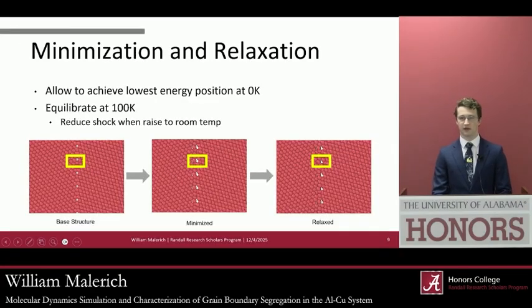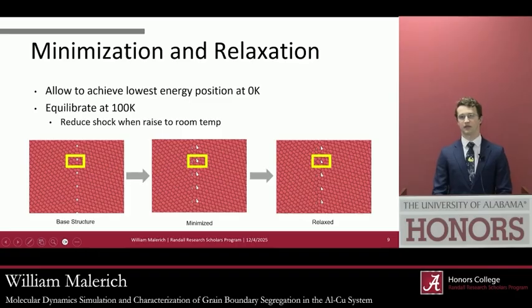So for my methodology, once I create the structure, I first have to minimize it at 0 degrees Kelvin to ensure that the atoms are acting as they would in an actual simulation and don't contain any artifacts or strange behavior. So basically, we set them to 0 degrees Kelvin and allow the atoms to reach their lowest energy state. And then we equilibrate them at 100 Kelvin.